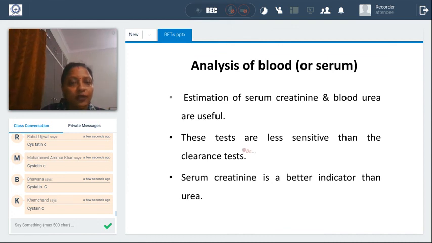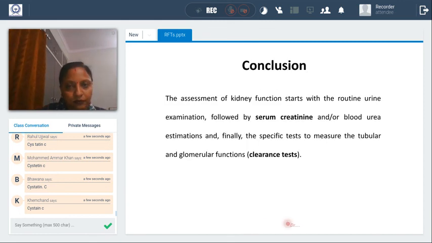And lastly, analysis of blood: estimation of serum creatinine, urea, and blood urea nitrogen are useful. These tests are less sensitive than the clearance test, and serum creatinine is a better indicator than the serum urea estimation.